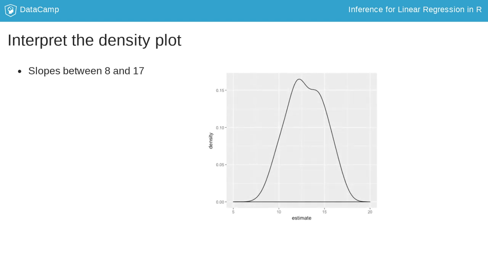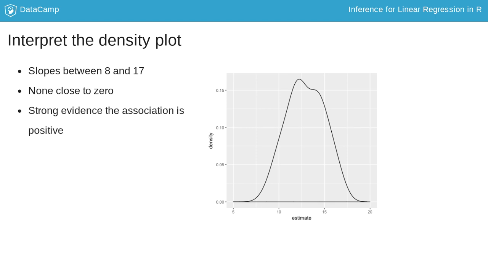We see that the slopes vary from about 8 to about 17. In no sample did the slope come anywhere close to 0. That is, there is a lot of evidence that the relationship between fat and calories is positive.